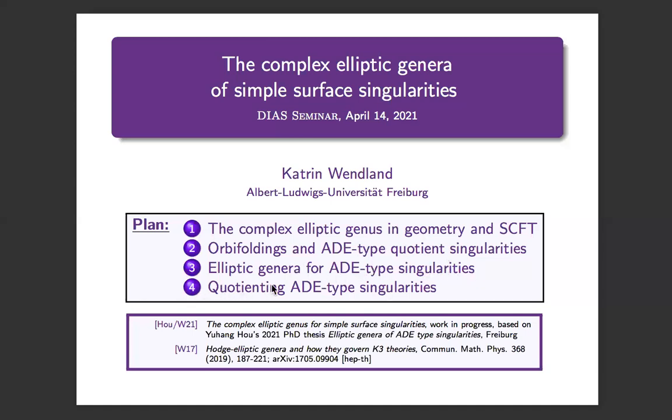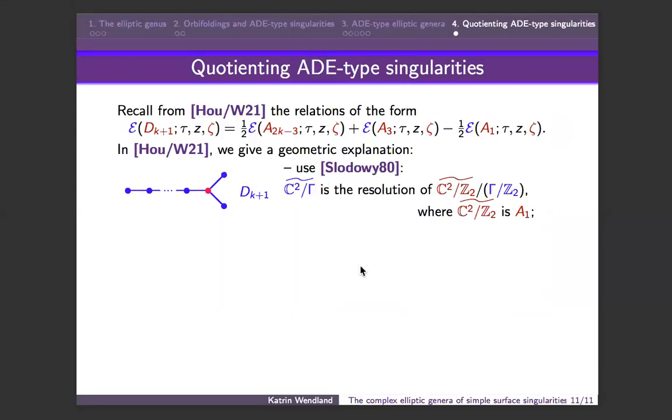And then at the end, I'll give a short explanation to an observation that we made here, namely that the ADE type singularities obey certain relations, which on first sight are unexpected, but on second sight, of course, also allow a geometric interpretation. All right, so what is the elliptic genus?